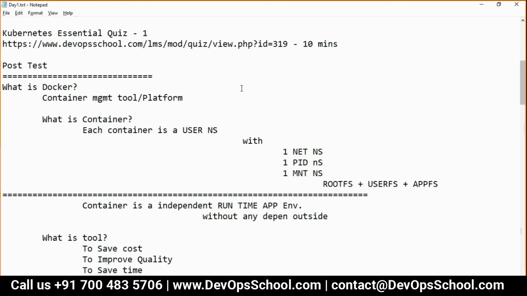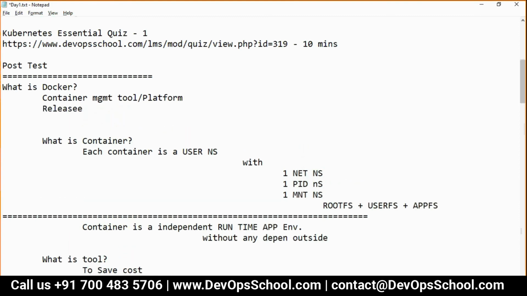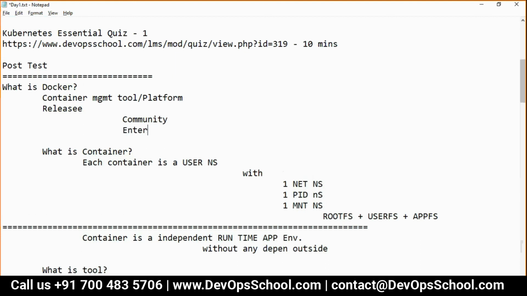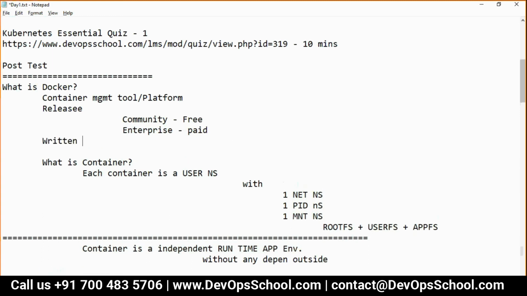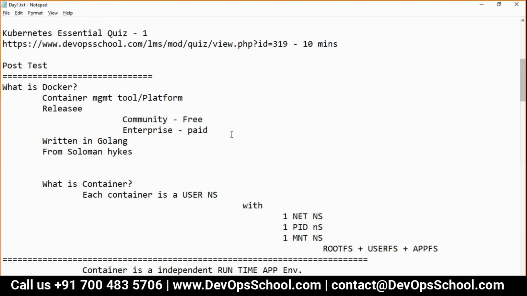Docker. So basically, Docker is a container management tool. It has different kinds of releases: one is community edition, and one is enterprise edition. Enterprise edition is paid. I'm teaching you community edition, which is free. This is written in Golang, guys. So guys, this is the introduction of Docker and containers.